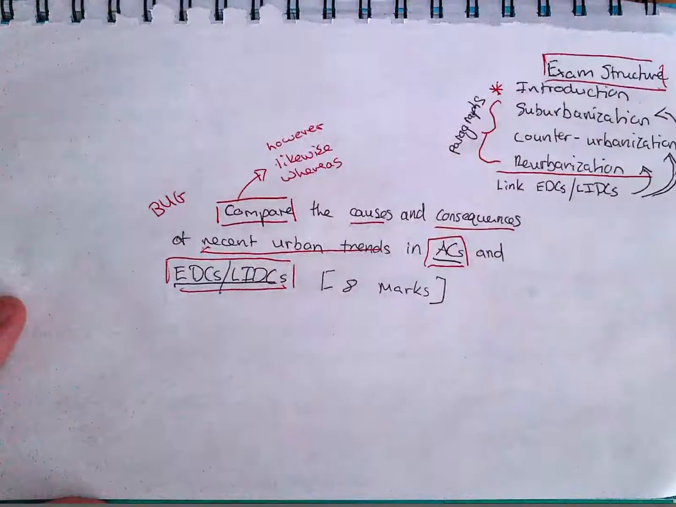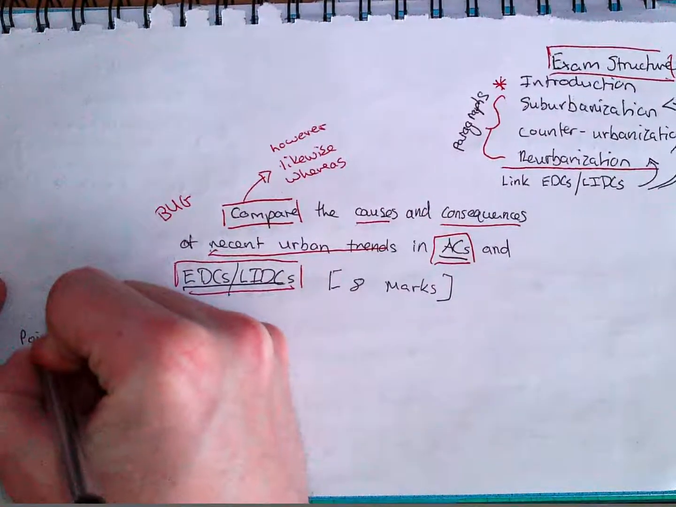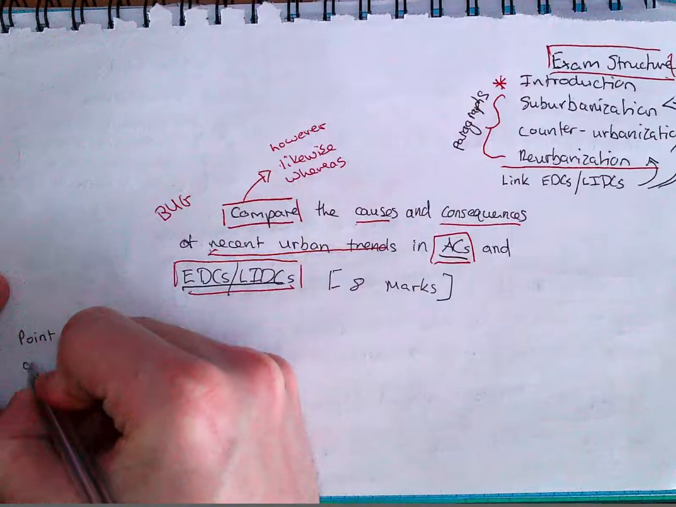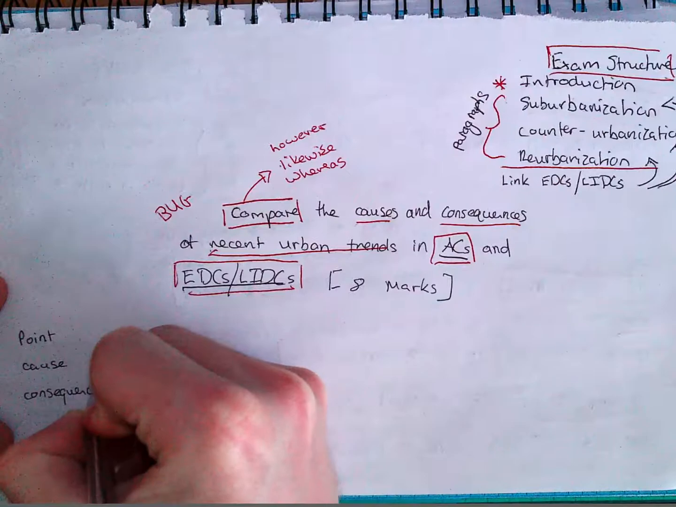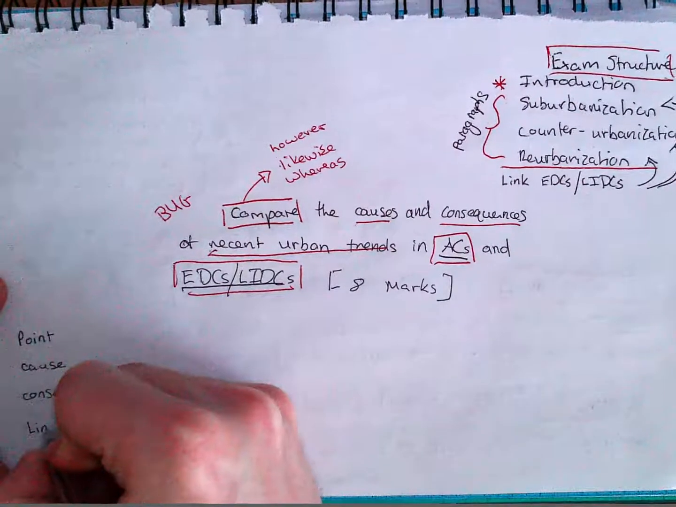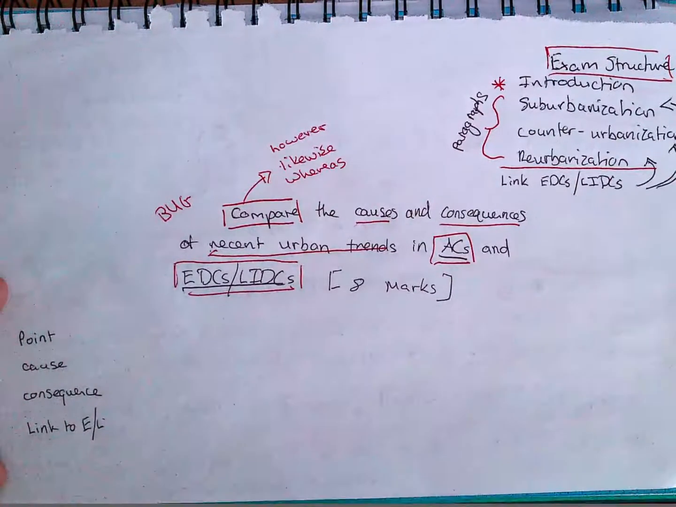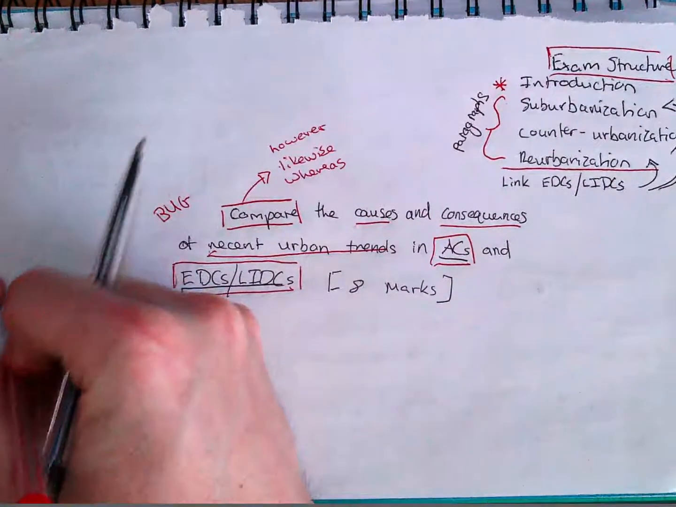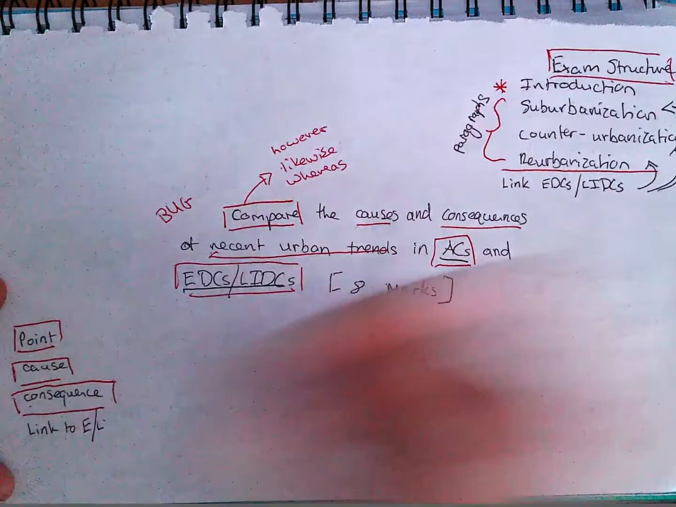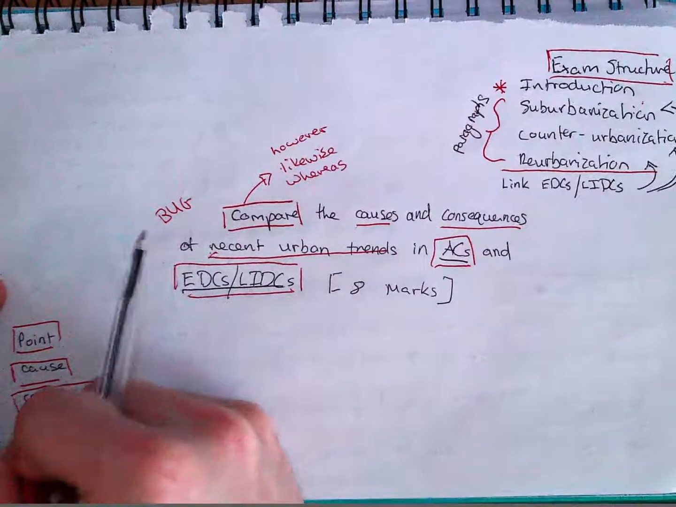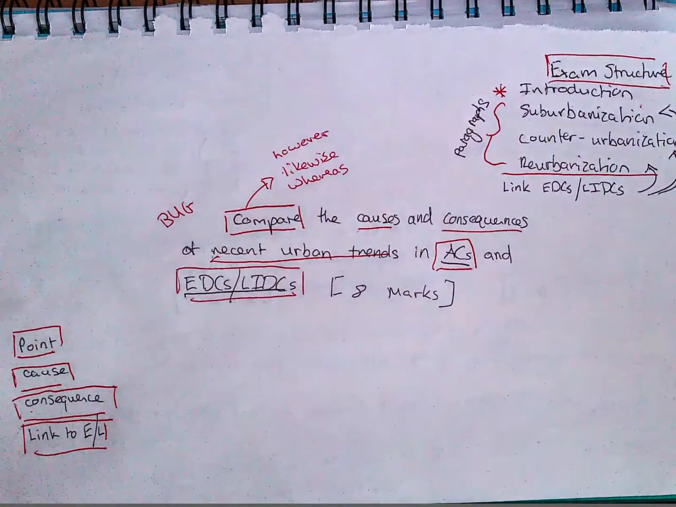It's not going to be PEEL. We're going to have a point, a cause, a consequence, and a link to EDCs and LIDCs in each. Okay, so that's going to be the structure of each of my main paragraphs. I'm going to have three of those. I'll take them off when we've gone through each. 1, 2, 3. Okay, so introduction and 3 more paragraphs.